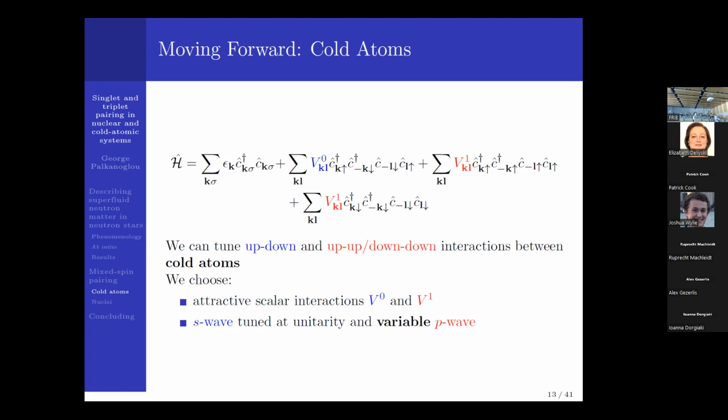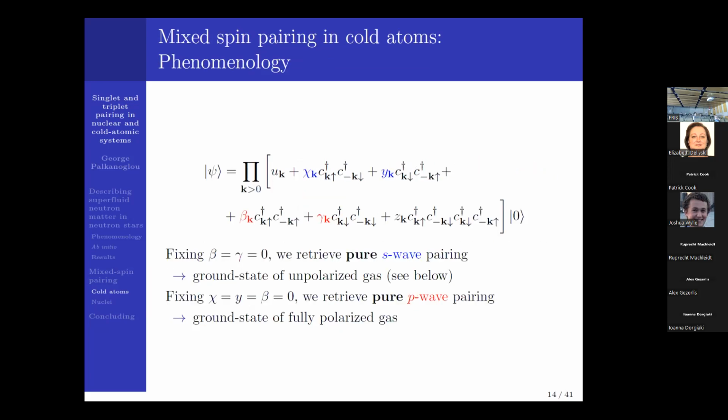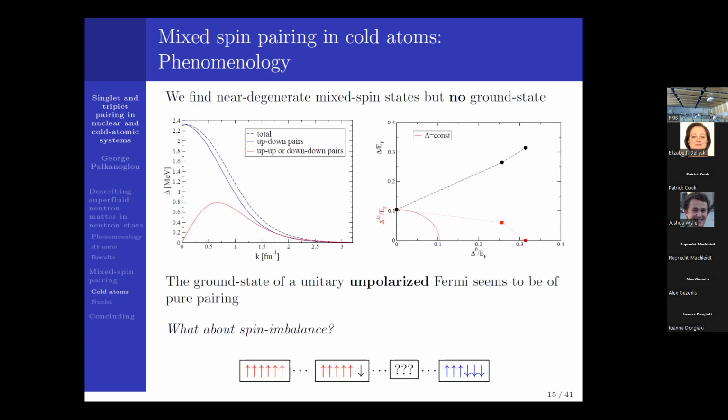We tune our S-wave interaction to unitarity because we know that the S-wave interaction in neutrons, for example, is very close to unitarity, and then we vary our P-wave strength to see if we can find a coexistence of S and P-wave superfluidity. We also generalize the BCS wave function to include both types of pairing, both same spin and opposite spin pairing. And what we find is that these states exist, but they're not the ground state of a unitary Fermi gas. What do I mean by that?